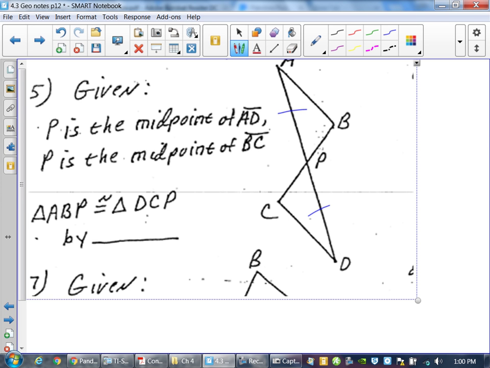If you're not marking your diagrams, you're just setting yourself up not to do these well. You've got to mark them, guys. And I do the same thing with BC. So right now you have two sides. Can you find that third side, or can you find an angle in between them? The vertical angles. Very good.